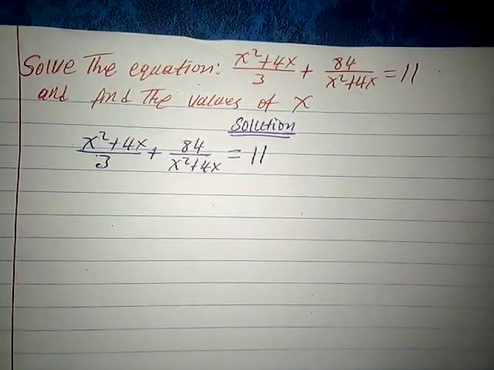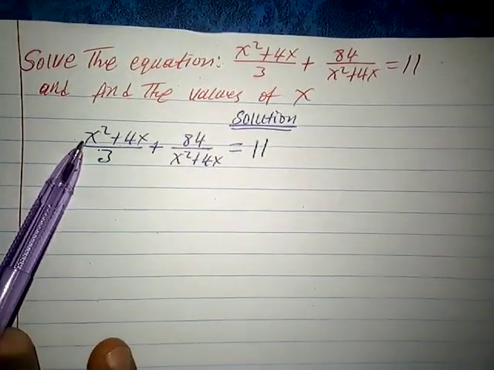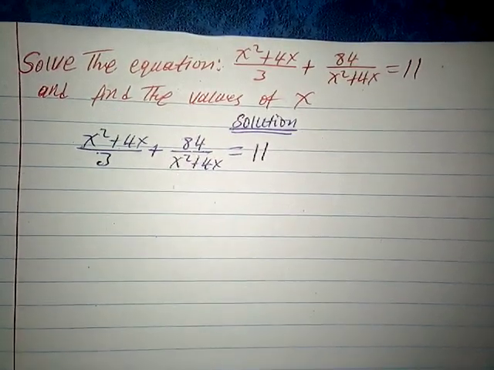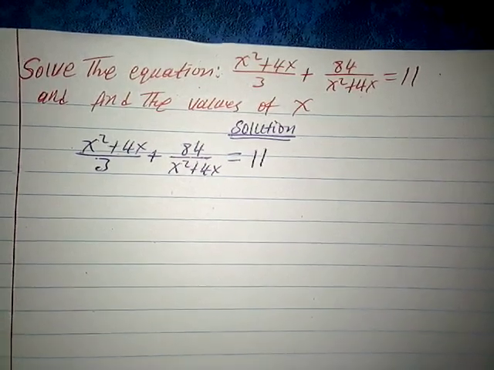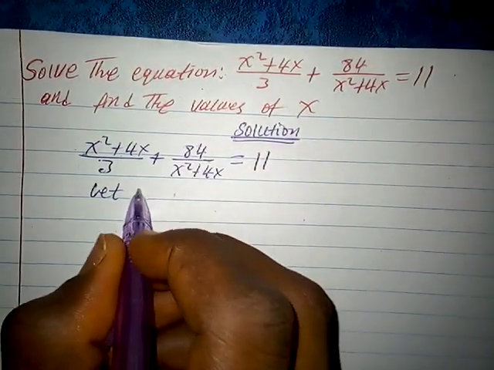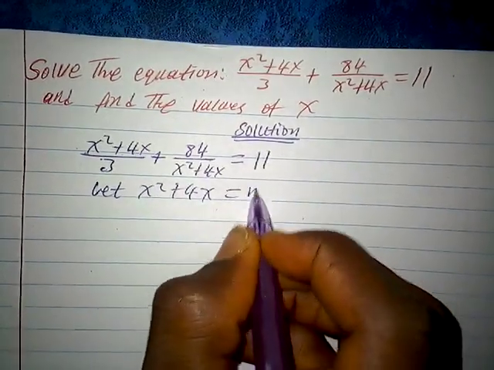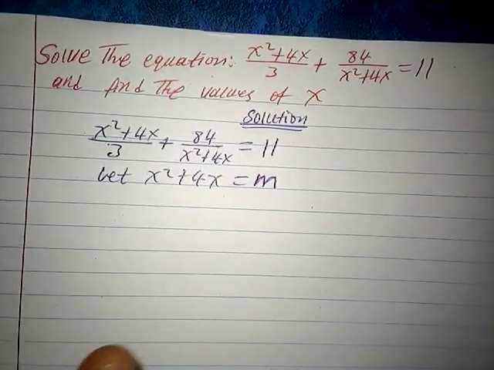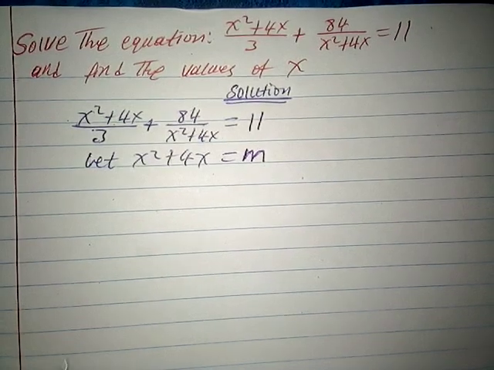If you look at the question here, the numerator of this first fraction is a quadratic expression. And the numerator for the second fraction is what? It's a quadratic expression and they are alike. In other words, they are the same. So we let x square plus 4x equal to m, since they are the same, for us to solve it the simple way, right? Good.